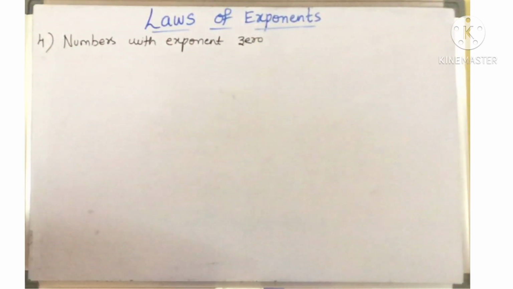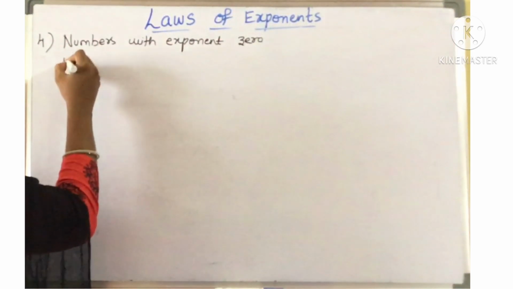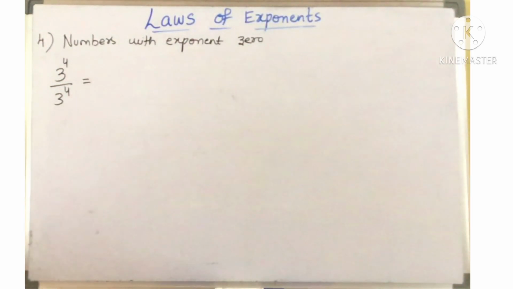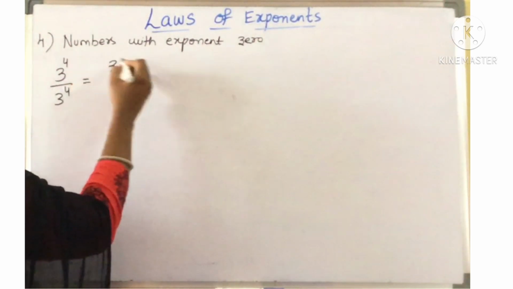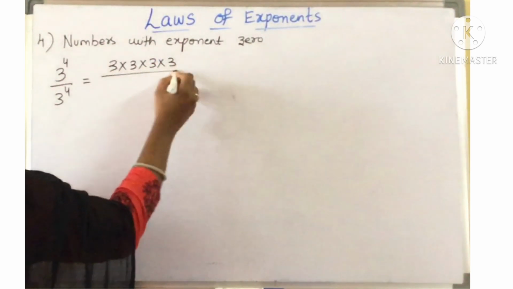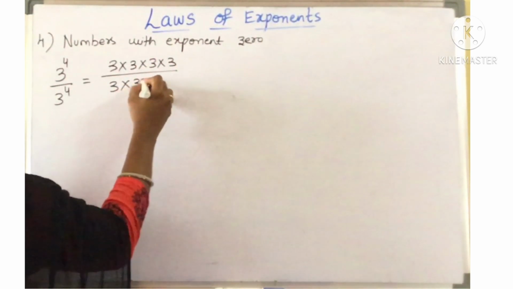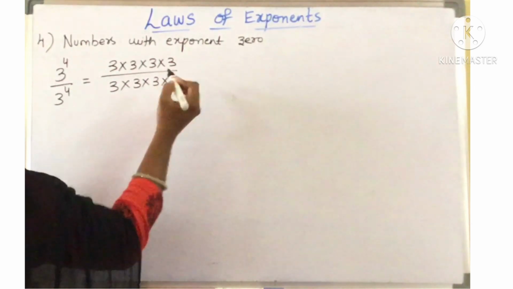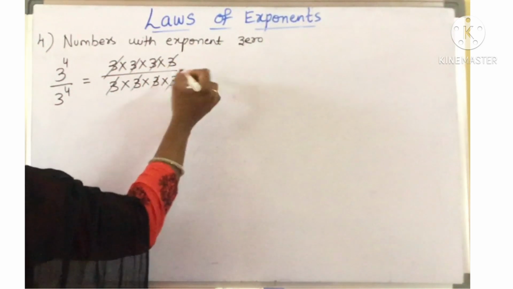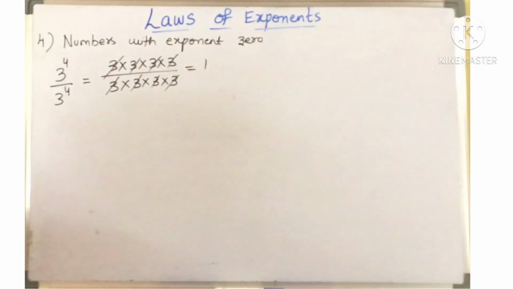Numbers with exponent 0. So if I take 3 to the power of 4 by 3 to the power of 4, here I am taking numerator and denominator the same. So we will explain, children, here. 3, how many times should we multiply here? 4 times. 3 into 3 into 3 into 3. And down also 3 into 3 into 3 into 3. So 3, 3, 3, 3, all of this gets cancelled and we get the answer as 1.